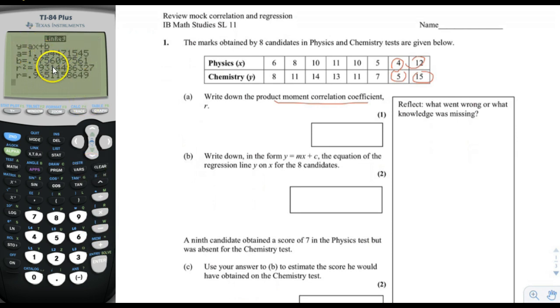So here's the equation. The equation is y equals 1.154, and this is already the answer to B, so I've already done B also. So I'm going to write that down here. Y equals 1.15x plus C, which is the B here, 0.976. Okay, and then look at the R. The R squared is 0.931. The R is 0.965. So I already have my R value, which is 0.965.